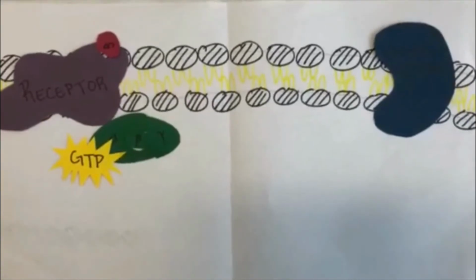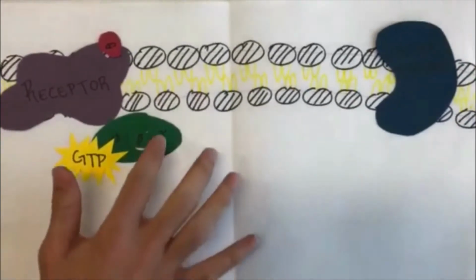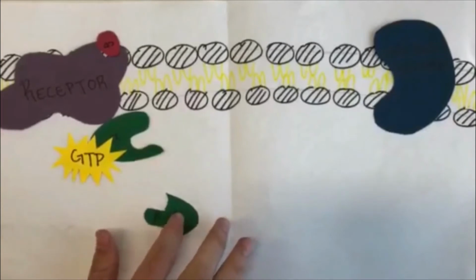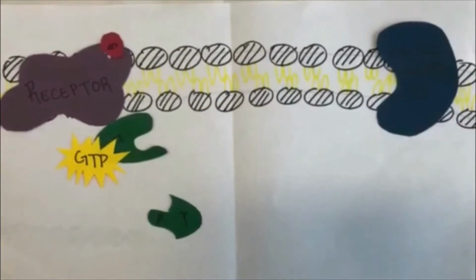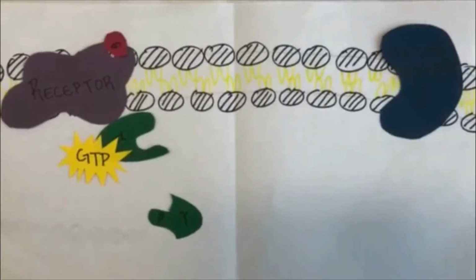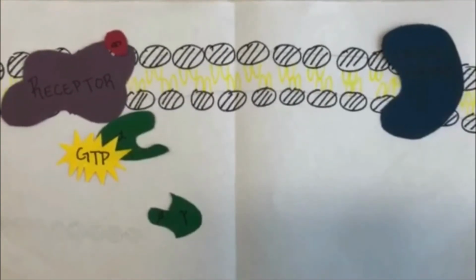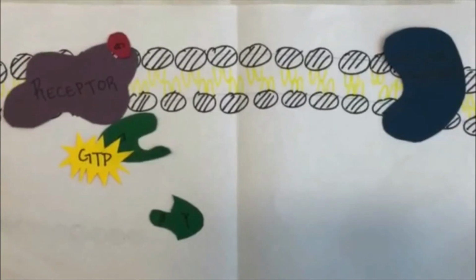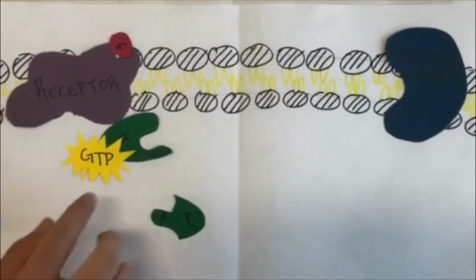The beta and gamma subunits now separate from the G protein, forming their own separate beta-gamma complex and the alpha subunit. The alpha subunit now acts as the G alpha and is considered active. Once active, it can diffuse along the membrane of the cell to activate certain enzymes that can then release a cellular response.